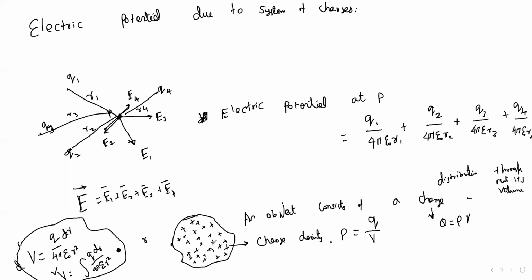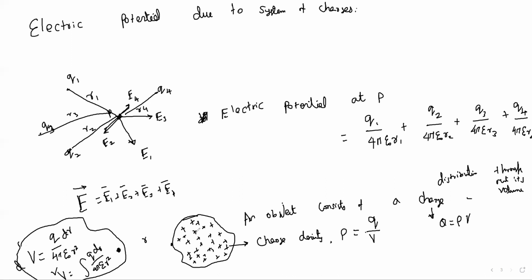Here the charge is not like this. Here the charge is continuously distributed. That means at each and every point you have some charge. We don't know that. For that only they define the density. They define the charge density. So in that case, we can't find the electric potential due to the charges present in all those points.